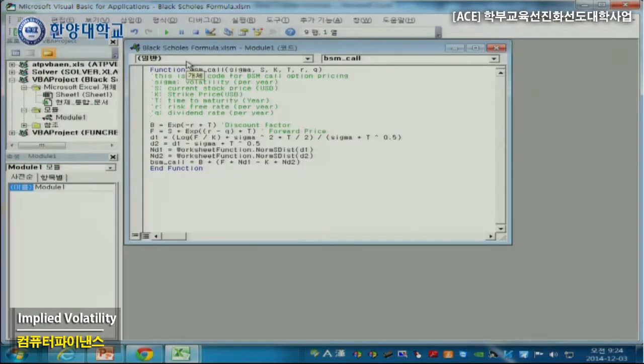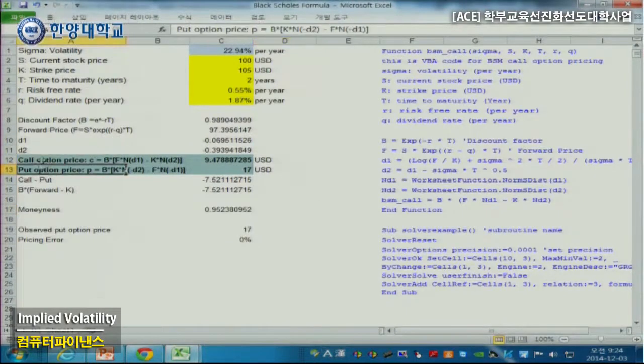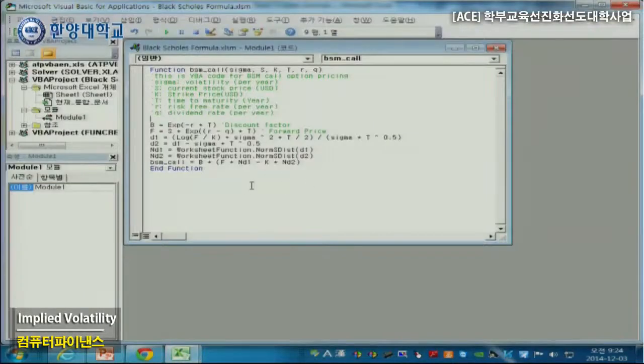And then I wrote a function for the Black-Scholes formula to make everything simpler. Because in the Excel file, in order to get the call option and put option price, I have to write down these things, which is kind of inconvenient. Therefore, I would rather write my own Black-Scholes function. So it is a BSM call, the Black-Scholes-Merton call function. It is a function with an argument of 6 variables: sigma, S, K, T, R, Q.